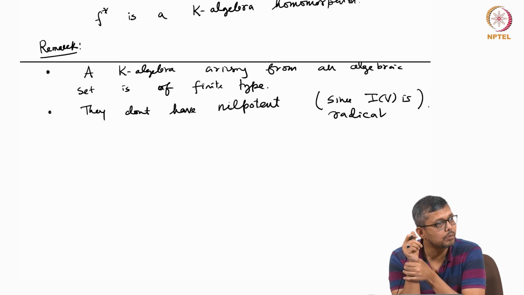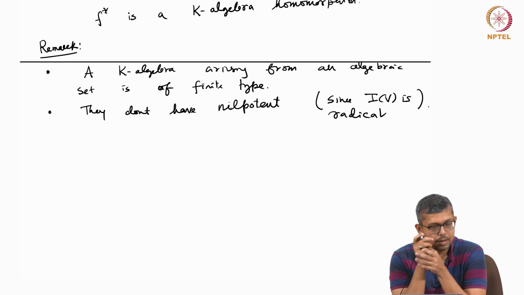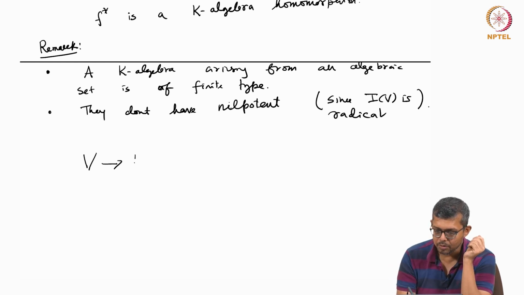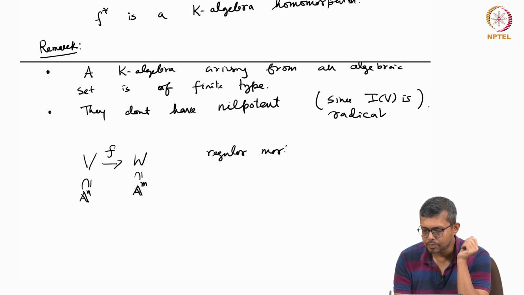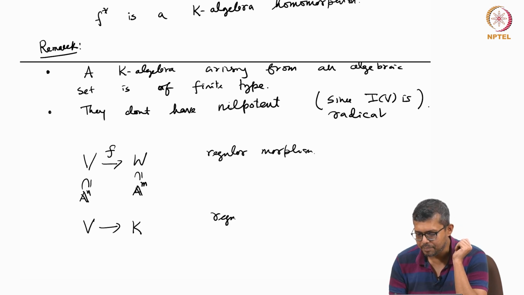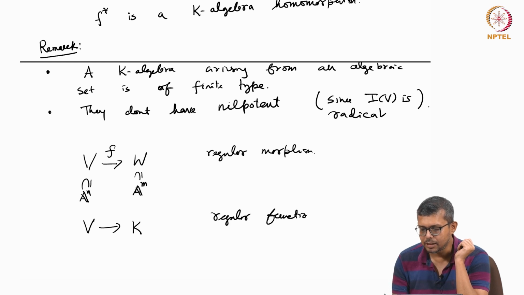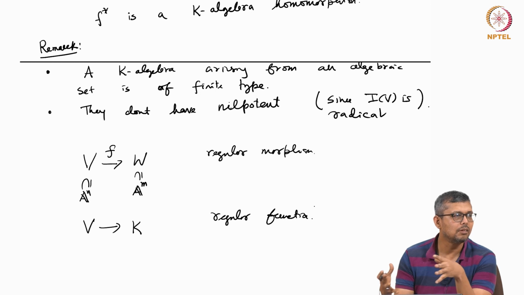Which isomorphism? Algebraic sets, yeah, they come from regular morphisms. See, V to W, if W is in A^m and V is in A^n, a map like this is called a regular morphism. And when you identify W with K, then you call it a regular map or regular function. So, in some sense, regular morphisms are a bunch of regular functions.